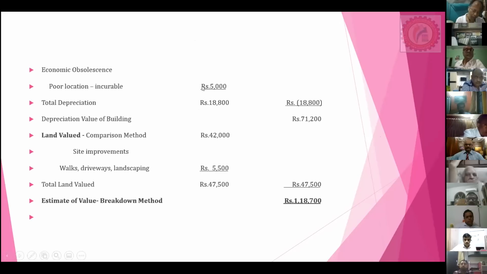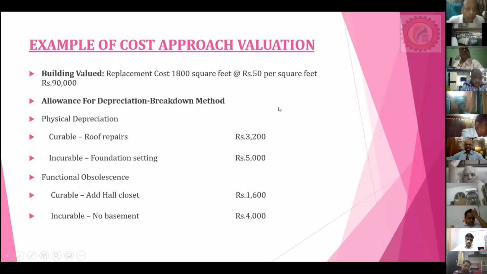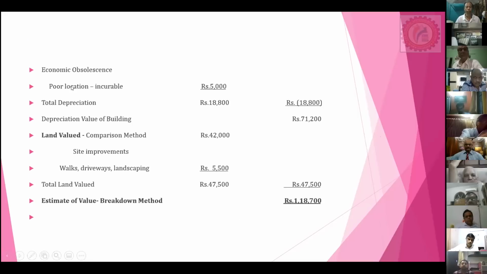Now, after doing all these things, I have added everything. That is, total depreciation is 18,800. Now, 18,800 is the total depreciation or the accrued depreciation. But what is the value of the building? Value of the building is 90,000. Okay, 90,000. Now, the depreciated value of the building is 71,200.